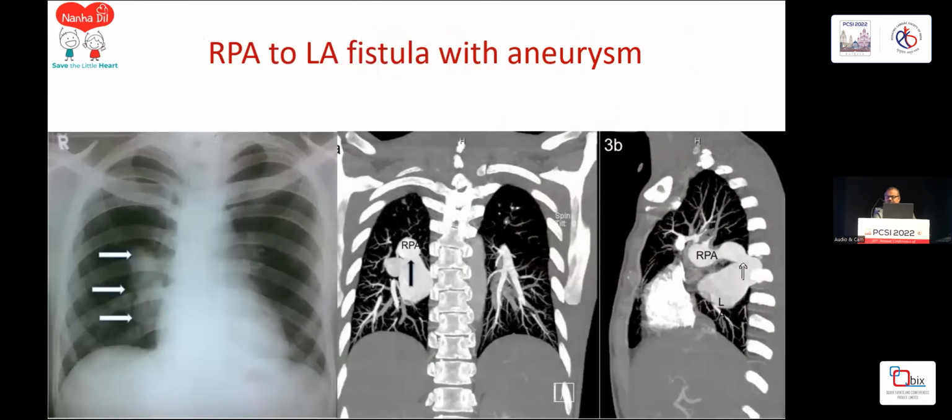This is another, the same patient, RPA to LA fistula, and again in the lateral view, it showed the narrow point, and we planned our procedure based on that.